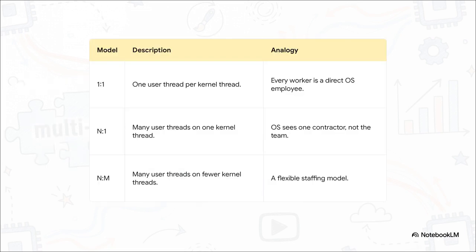Ouch! So, to get the best of both worlds, programmers came up with some clever hybrid models. The most straightforward is one-to-one, where every worker you create is a direct employee of the OS. The N-to-one model is that DIY approach we just saw. The OS only sees one contractor. But the really smart one is N-to-M. It's this flexible staffing model that tries to balance the DIY freedom and speed of user threads with the raw power and intelligence of OS management.